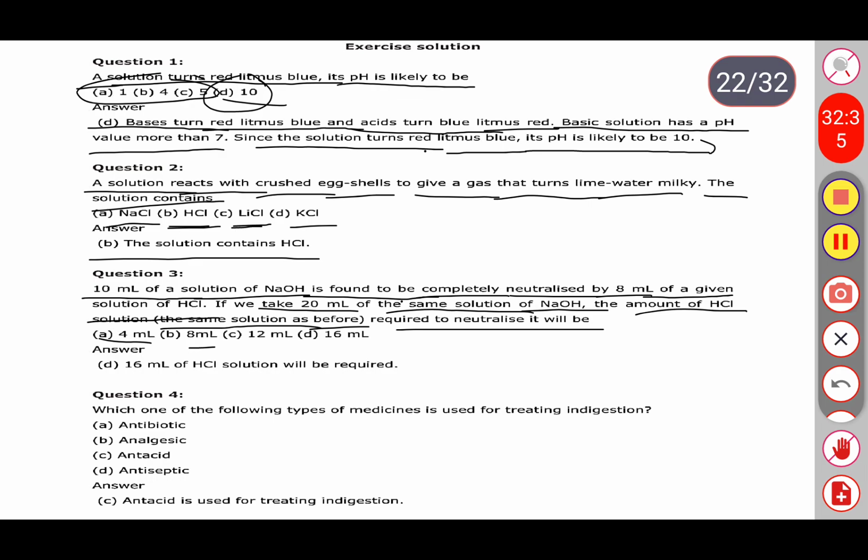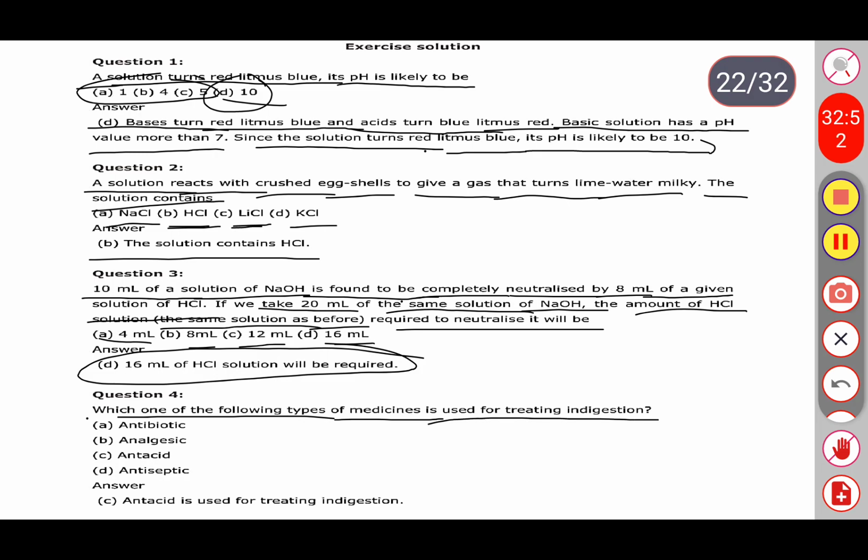See the next one. Which of the following types of medicines is used for the treatment of indigestion? First one, antibiotics, analgesic. Next one, antacid. Third one, antiseptics. So antacids are used for the treatment of indigestion. So these are the best methods we are going to consider for indigestion.